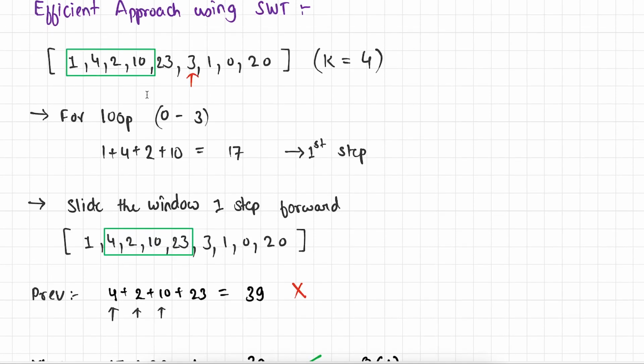So if you look at these two windows, they only differ by one element. In the second window, we are adding one number and we are simply removing the first number. This means we are removing this number and we are adding this number.